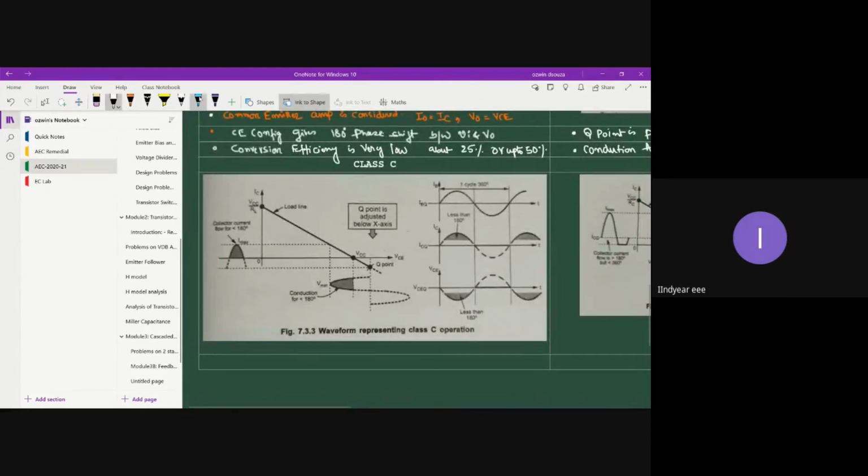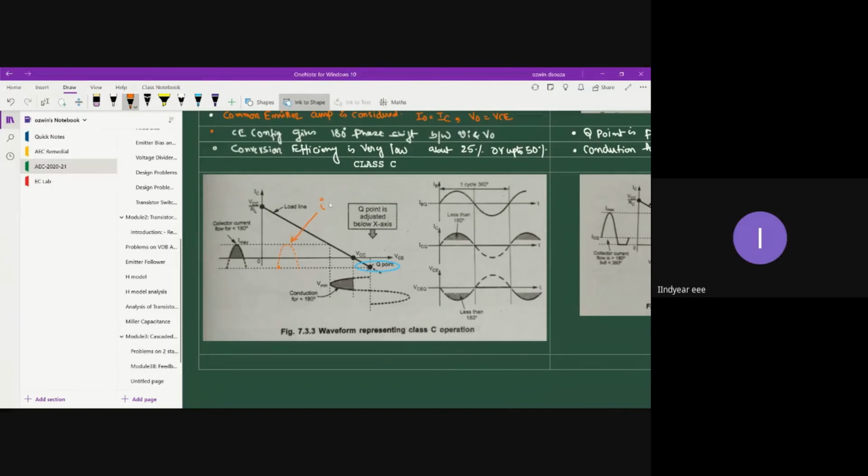In case of class C power amplifier, what we do is push the Q point deep into the cutoff region. So here is your Q point now. The x-axis is your cutoff region, and you are trying to push the Q point deep into the cutoff region. By doing so, let me draw the base current signal here itself. The Q point is the reference point for the wave to start with, right? So this is your base signal.